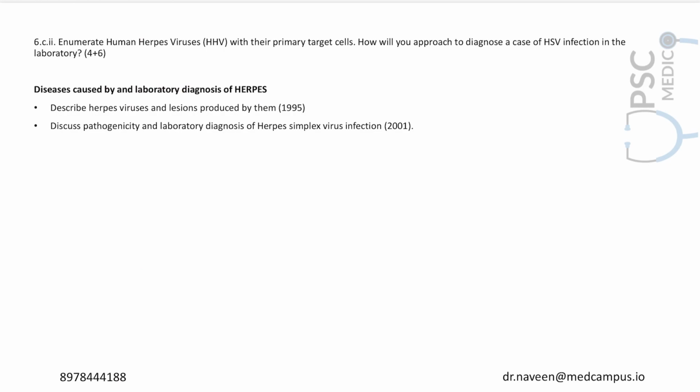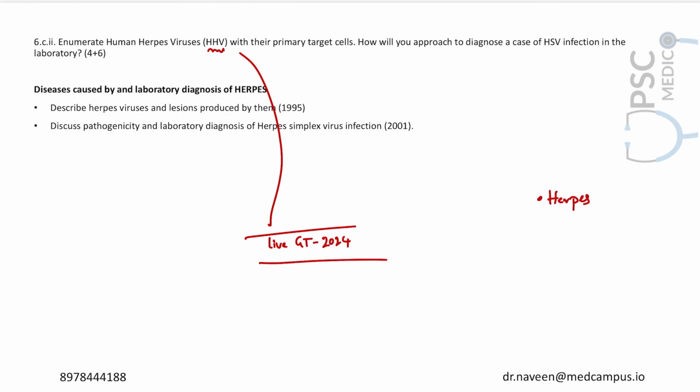Now let's go to the next question. Human herpes viruses. This is actually a question for 2024. I'm kind of leaking these questions, but I have already designed it. Why? I'll tell you. When you look at the syllabus of microbiology, in the virology part, there is herpes. That's it. They just gave herpes. What is it? Because in the herpes family, you have many other viruses.